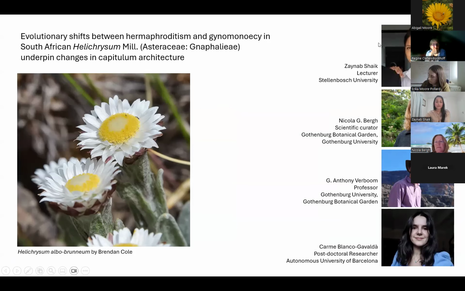There are 245 species in South Africa. This work is in collaboration with my two former supervisors, Dr. Nicola Bergh, who's just been speaking, and Professor Anthony Verboom. Both are based at the Gothenburg Botanical Garden and the University of Gothenburg. More recently, Carme, who's on the organizing committee for TICA, I believe, has come on board as a co-author. She's been producing molecular phylogenies for Helichrysum and its relatives over the last few years, so she's really a welcome addition to the team.